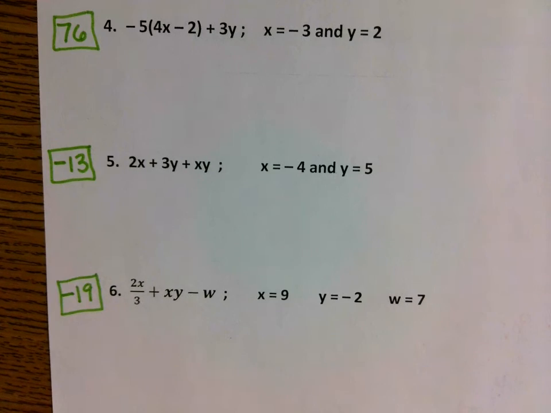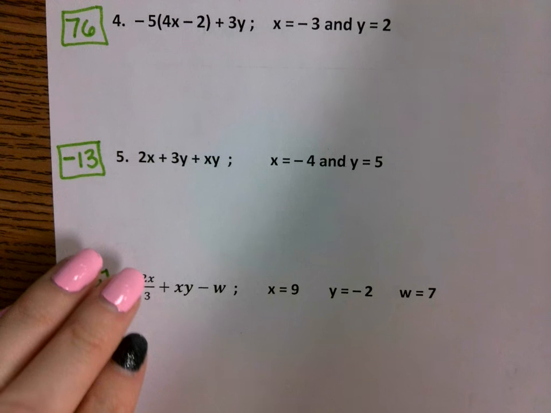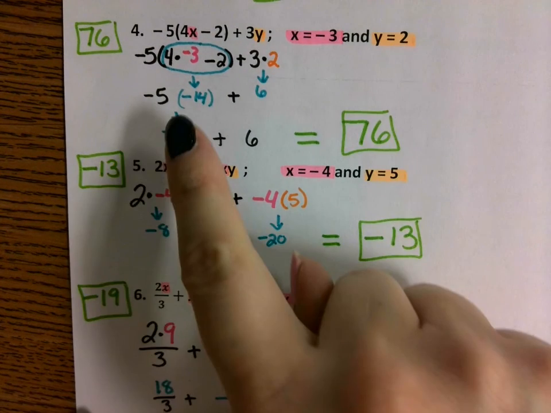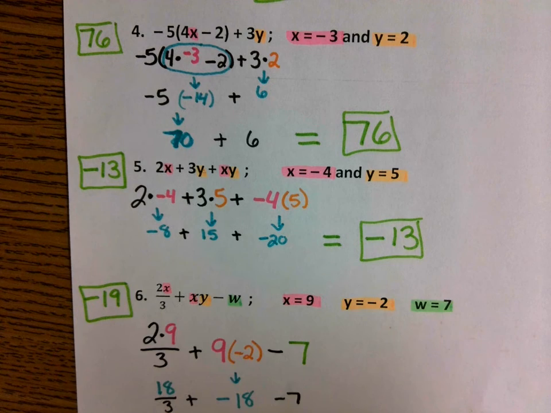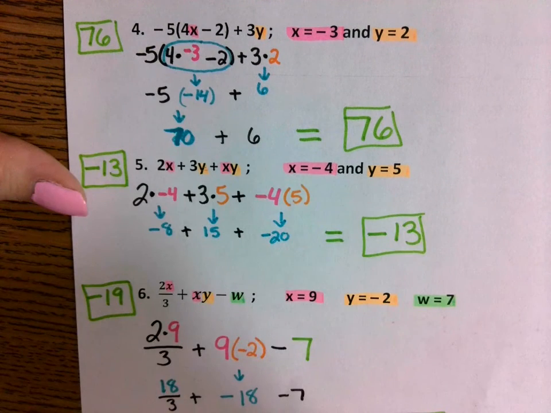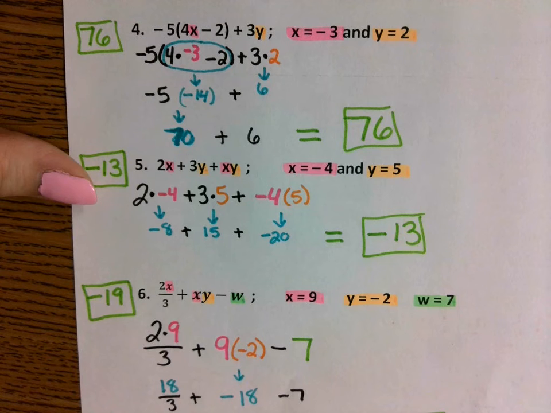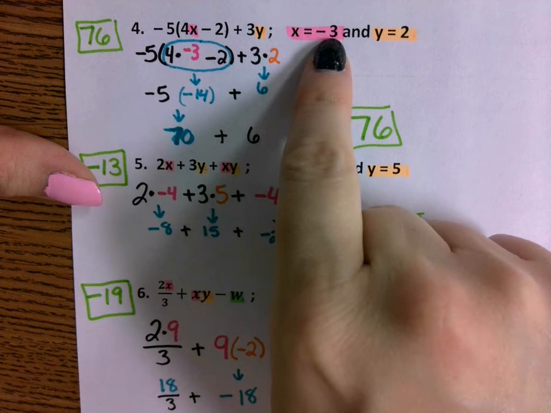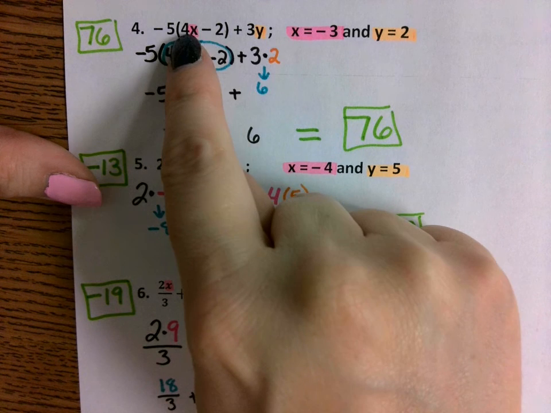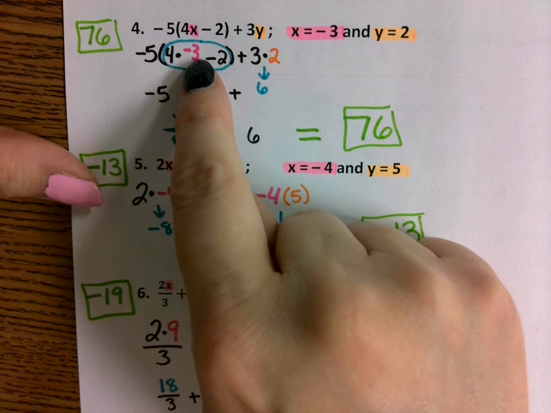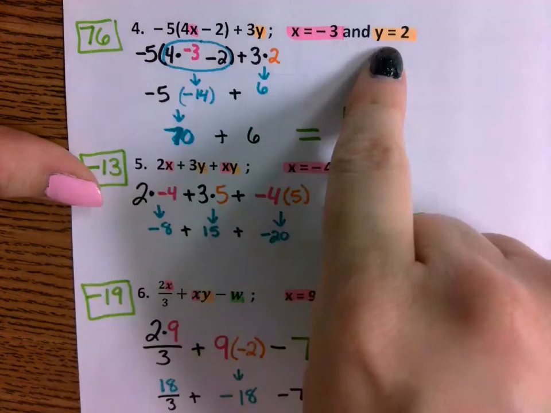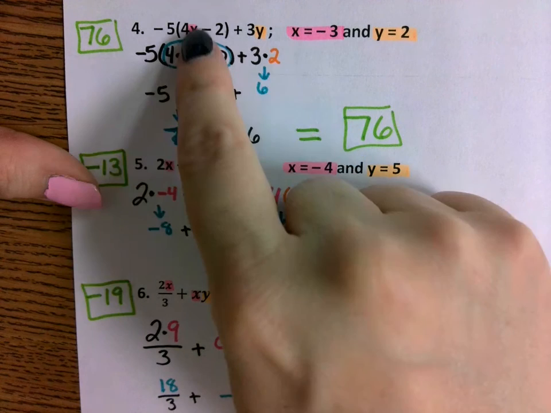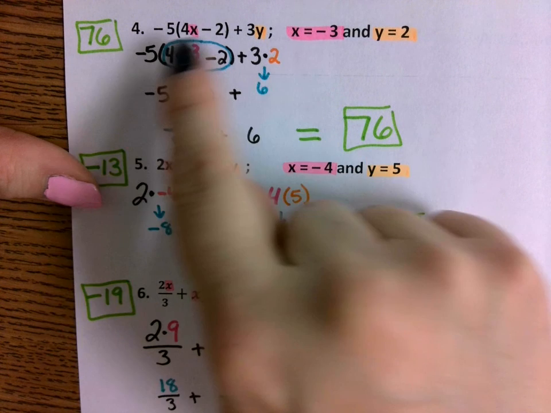Okay, here I'm going to show the answers now. This is what it looks like when you filled it in. So you already had the answers. You already had the 76, the negative 13, the negative 19. All you are doing, guys, is replacing the variable with the number that it says it's going to be. So instead of 4 times x, it's 4 times -3. Instead of 3 times y, it's 3 times 2. And like I said before, once you've replaced the variable with the number, you can type this in to your calculator.